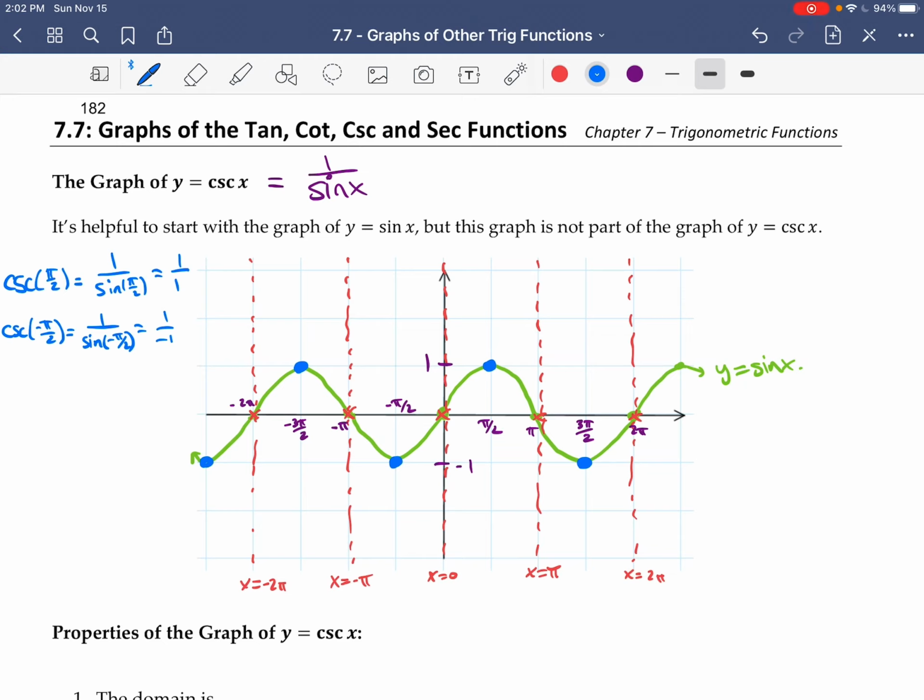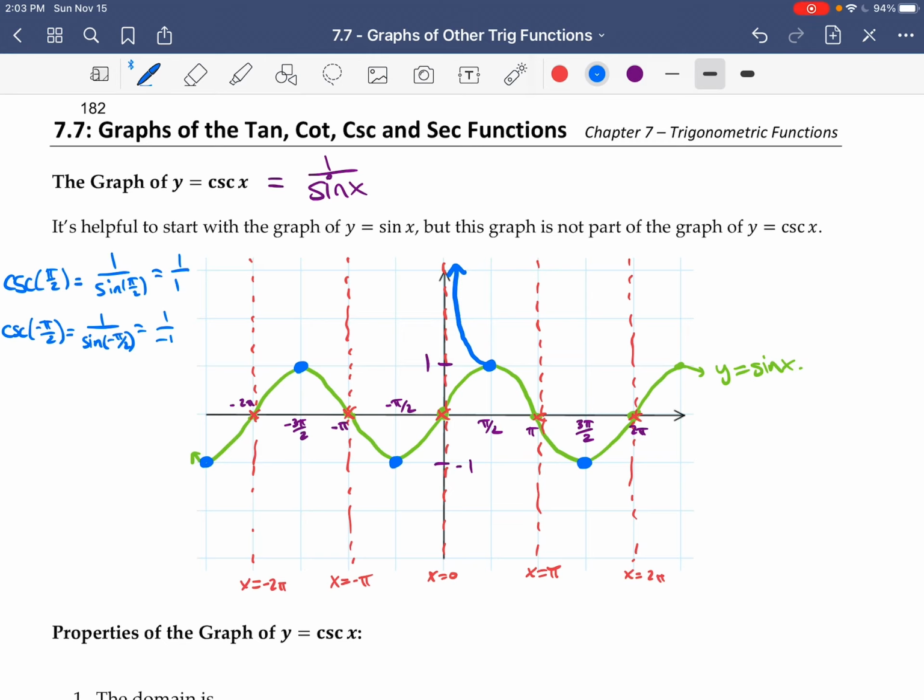Okay, so there's some points to work with. Now we just have to think, this is our graph. As I go from this point to 0, my y values are going from 1 down to 0. So that means that the bottom here is going from 1 to 0. If I take 1 and divide it by a number that's getting closer to 0, that's going to give me a bigger number. So it's actually going to approach the asymptote up here.